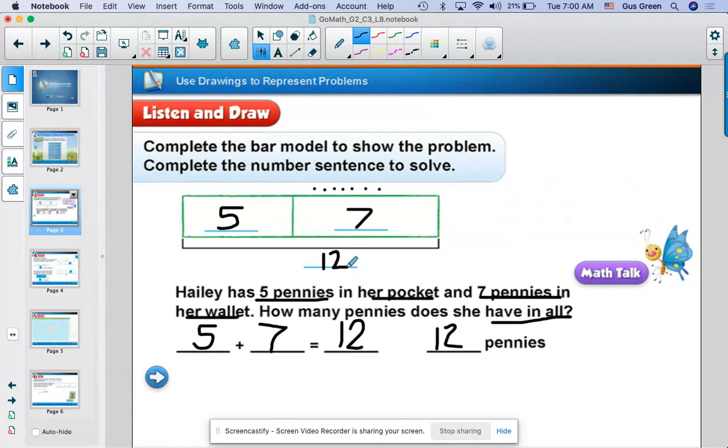And when you're doing these in your workbook, please make sure you put an answer in all the blanks. Show all your work. If you draw a picture for this, which would be a great strategy, you could draw a big circle that would represent her pocket, and an even bigger circle that might represent her wallet, and put the pennies inside here and count them. That's another good strategy to use.